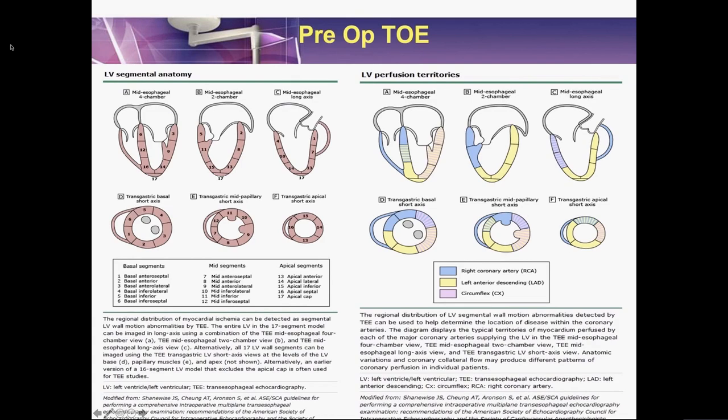Pre-op TOE is very important. If you are dealing with emergency type A dissection, you first have to confirm the diagnosis. You have to check for pericardial collection. You have to check for regional wall motion abnormalities, LV function, RV function, valve function, mostly AR.